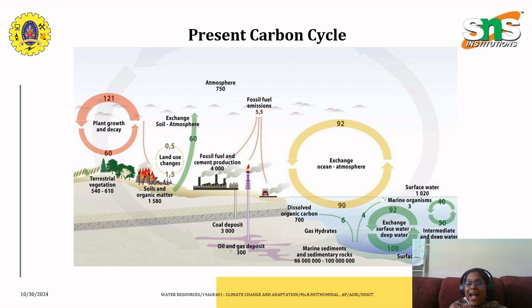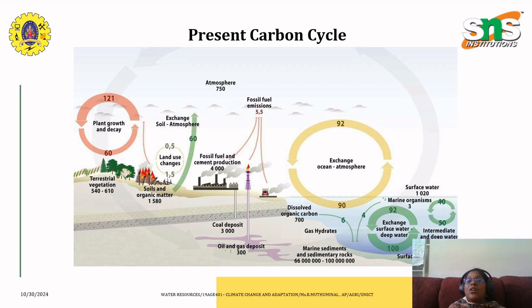Next, here I have shown you an ocean atmosphere exchange. This exchange also happens in a cyclic motion, that is from 90 to 92. Initially the cycle starts from 90 and then it reaches up to 92. Then again it gets degraded to 90. And here you have to know what is comprised here.